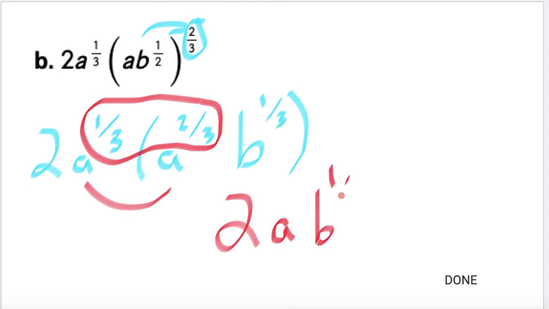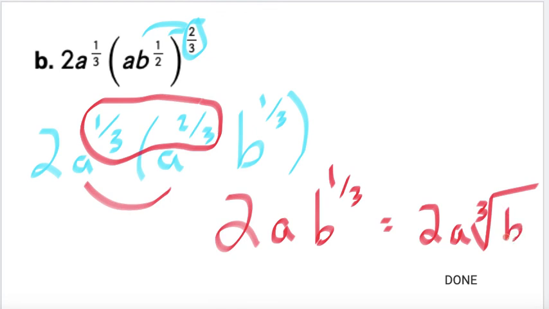Now maybe the answer key doesn't have fractional exponents, so I could write that as a cube root. I don't know the way the answer book writes it, but maybe you would have to write it like this with the cube root. That's what the 1/3 power means, cube root of b.